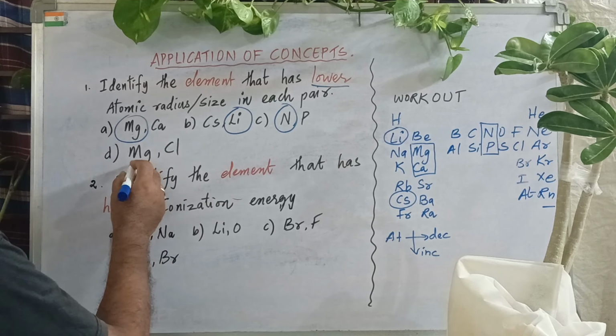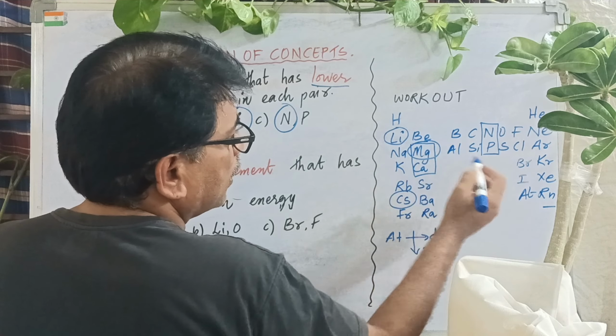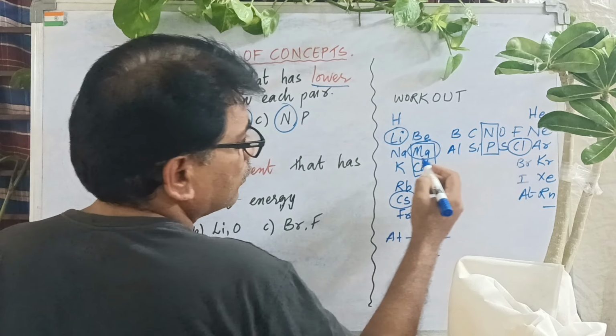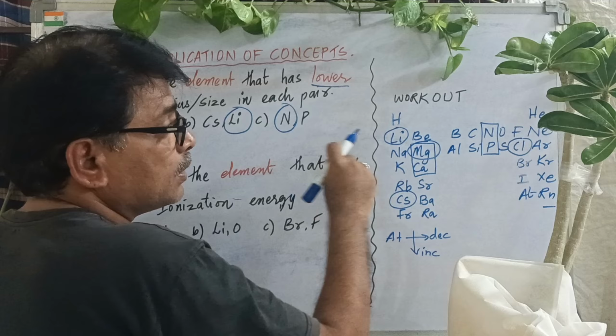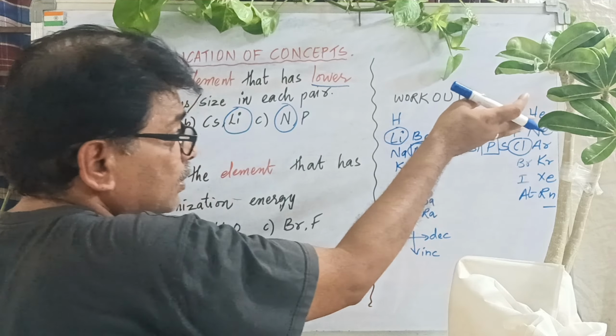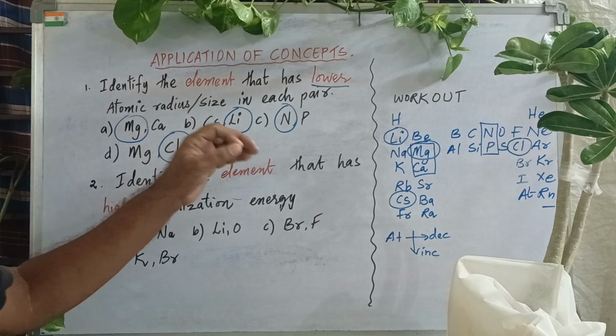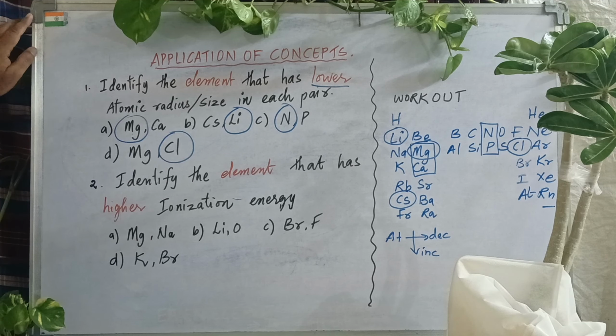The next one is magnesium and chlorine. Magnesium is here, and chlorine is here. Right. So these are P elements in the period. So in period, as we move from left to right, atomic size decreases. So he's asking lower one. So this is your answer. So in this way, you have to work out with this one. Okay, this type of question.